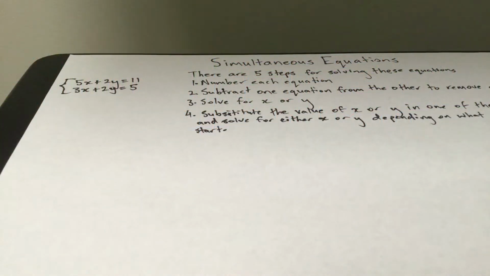Today we'll be learning about simultaneous equations. Simultaneous equations involve two linear equations with the same variables. Okay, let's get into some examples of simultaneous equations. There are 5 steps for solving these equations.